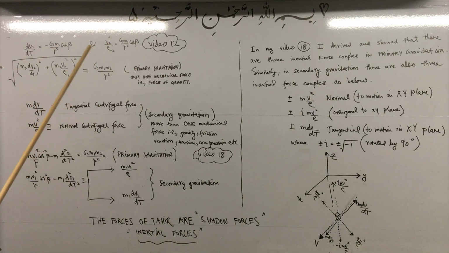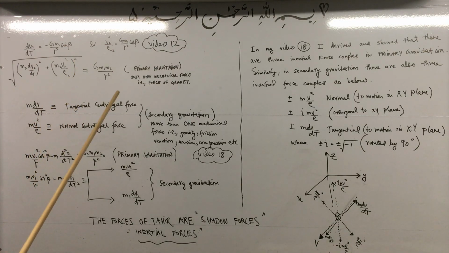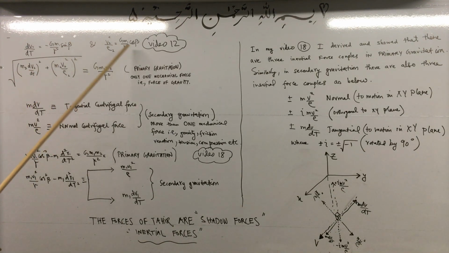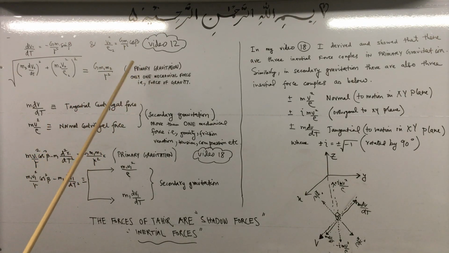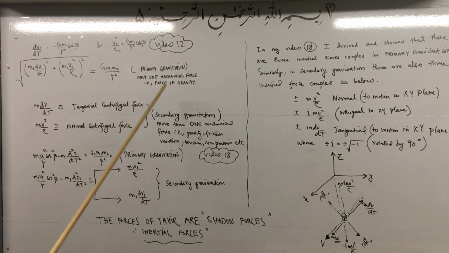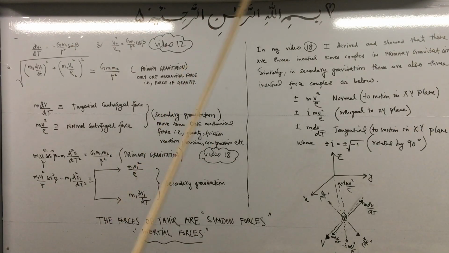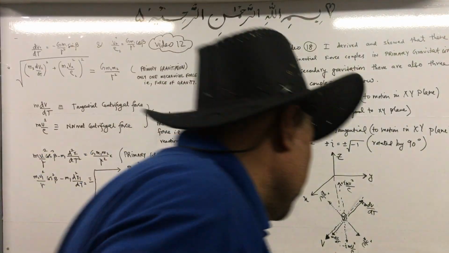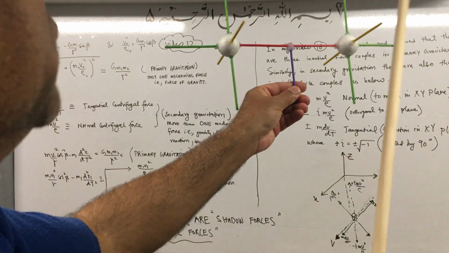Okay, so primary gravitation is basically two body motion, binary star systems. Okay, so when we square both of them and add them and take the square root, we get G m1 m2 over r square, which is primary gravitation. Primary gravitation happens only when one mechanical force is involved. Which one? The force of gravity. When only one, let me show you this example once again.